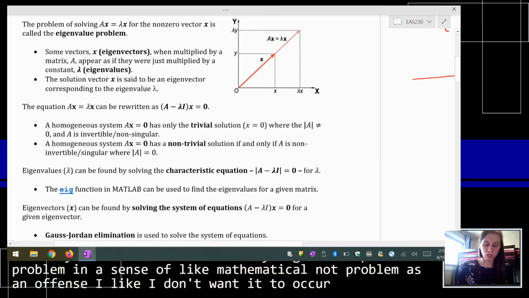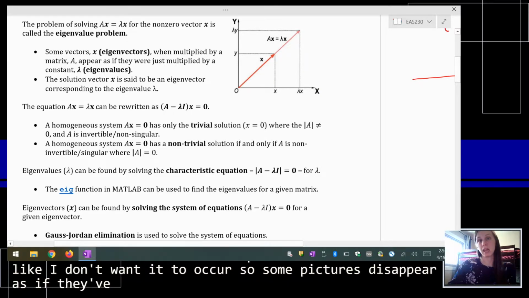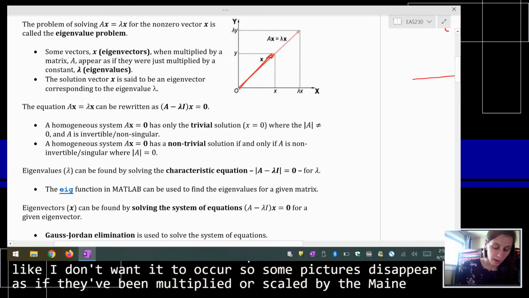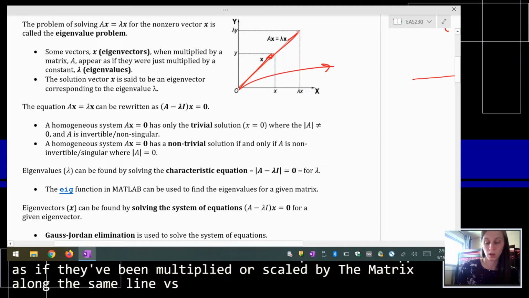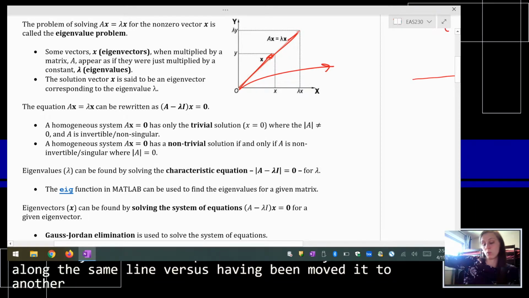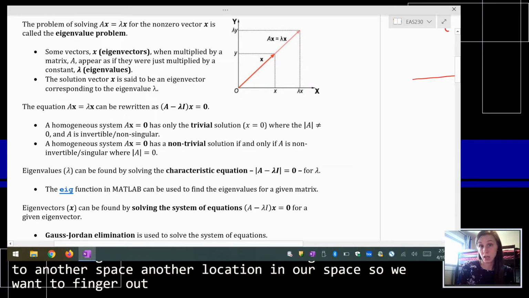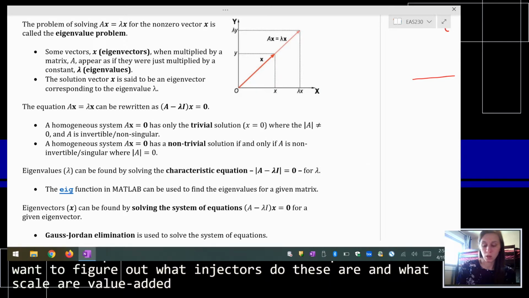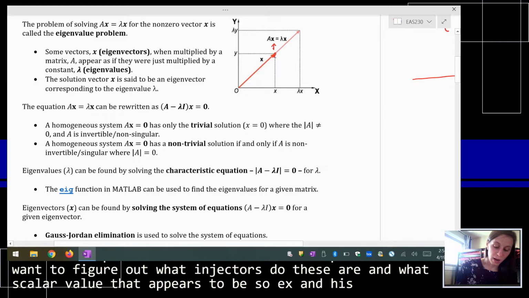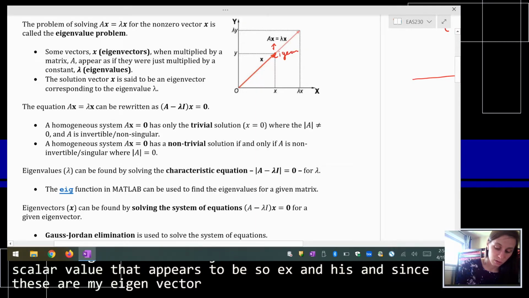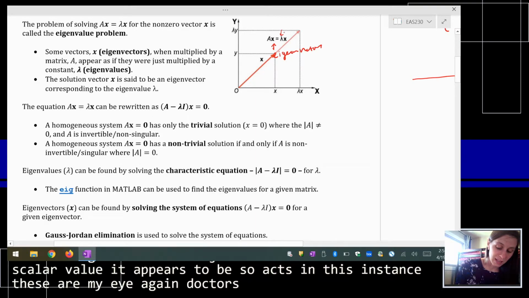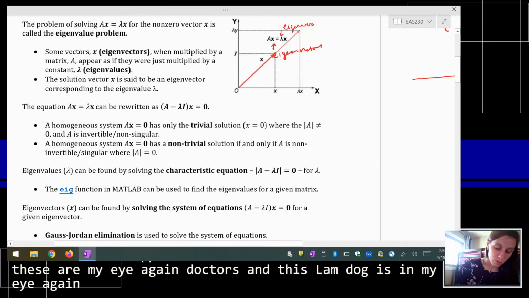So some vectors just appear as if they've been multiplied or scaled by the matrix along the same line, versus having been moved to another location in our space. So we want to figure out what vectors these are and what scalar value it appears to be. So x in this instance, these are my eigenvectors. And this lambda, these are my eigenvalues.